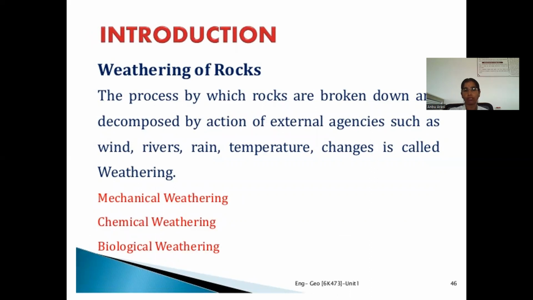Weathering of rocks. The process by which rocks are broken down and decomposed by the action of external agencies such as wind, river, rain, and temperature changes is called weathering. Weathering is classified into three types: mechanical weathering, chemical weathering, and biological weathering.